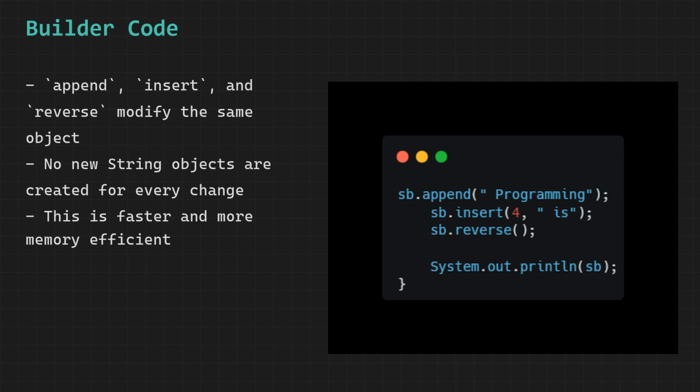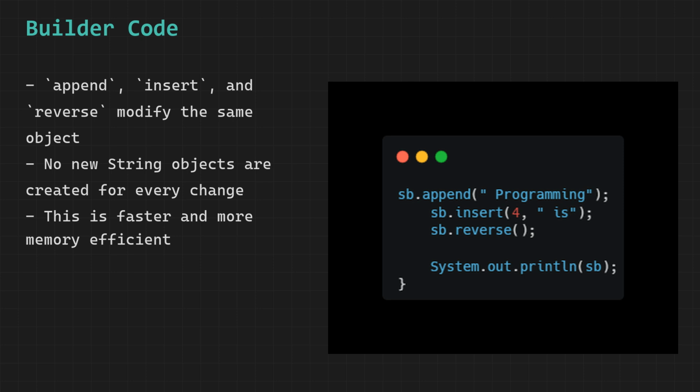Then we call insert with 4 and is passed into it. The insert method places text at a specific position inside the existing object. Index 4 means the character position at index 4, which is right after the word Java. So is gets inserted right there. After this line, sb contains Java is programming. Again, no new object was created. The same object was modified directly.